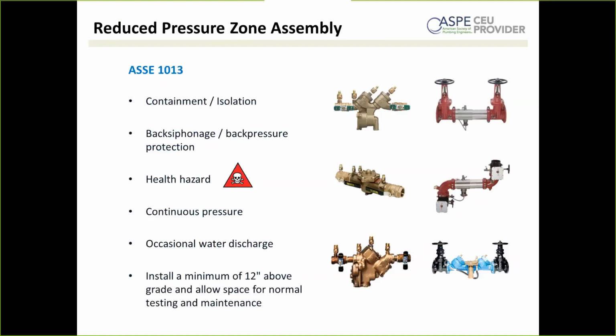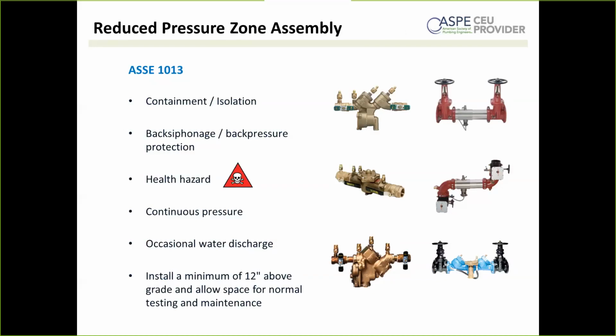So here are a bunch of pictures of different reduced pressure zone assemblies. They come in all sorts of materials, shapes, sizes. This is really going to be the focus of our presentation. So other than an air gap, which is nature's backflow preventer, you're using gravity on your side, this affords the highest possible degree of protection, which is why it's so ubiquitous. It's used for contamination or isolation, back pressure and back siphonage. It's rated for health hazard applications as well as continuous pressure. So if you know anything about backflow, these are checking all of the boxes.